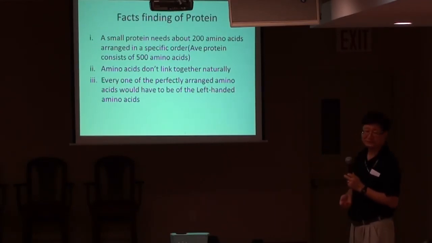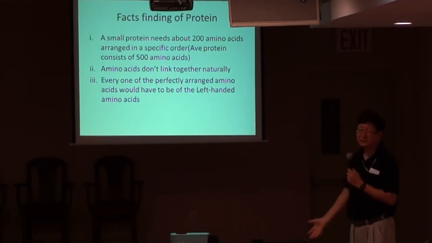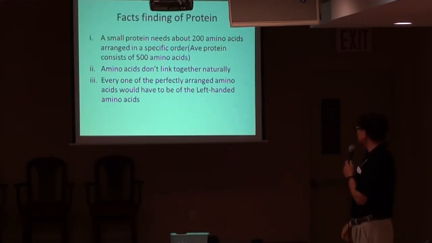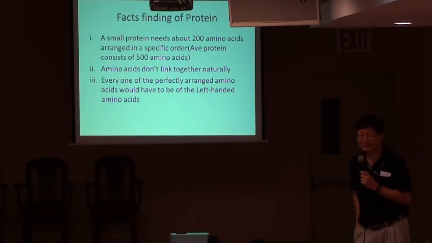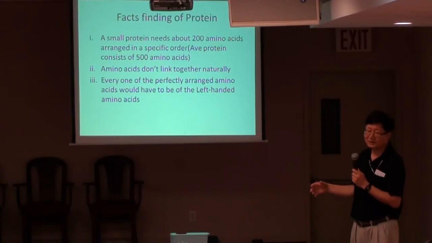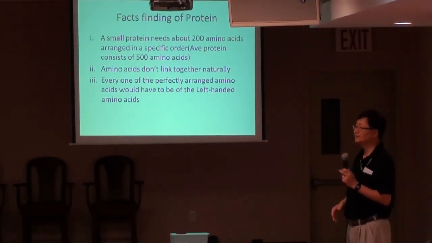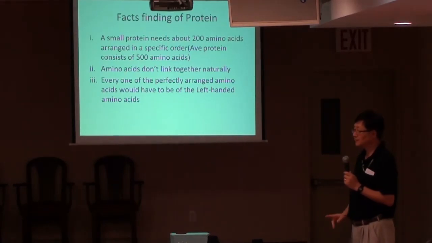Why do they bond together? They don't bond, actually. So that's the second point. Amino acids don't link together naturally. They just stay there. And then third, every one of the perfectly arranged amino acids would have to be a left-handed amino acid. How could this be possible in nature? How could they get rid of all the D type and only keep the L type? It's not possible at all. Not possible.